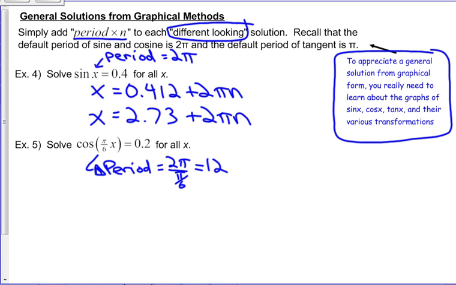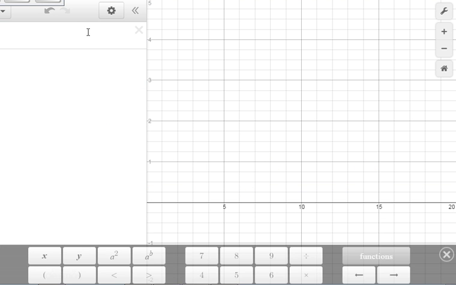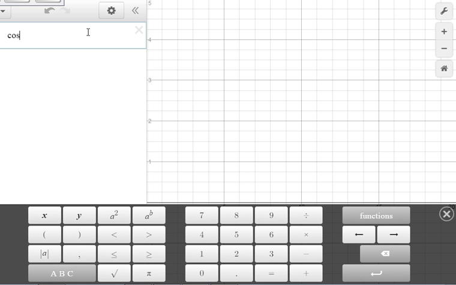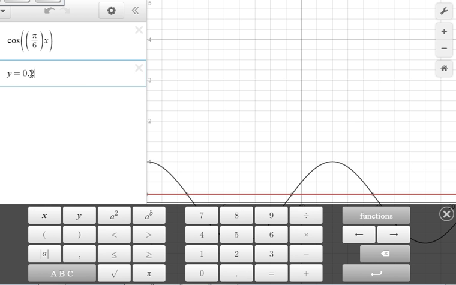Let's go and graph this. Cos x, cos of, we want, maybe we'll open another set of brackets, pi divided by 6. Yeah, didn't need that. X. Okay, and the other thing we wanted was y equals 0.2. And now let's go look at the graph.